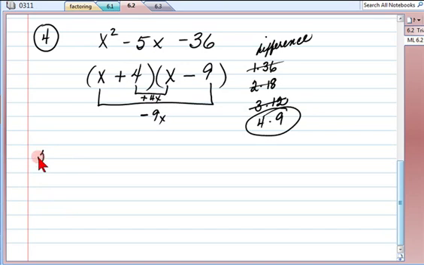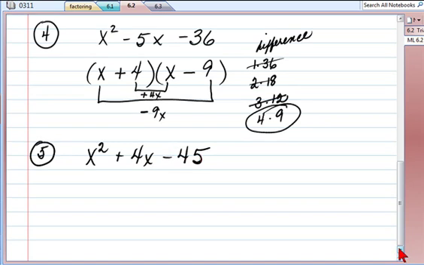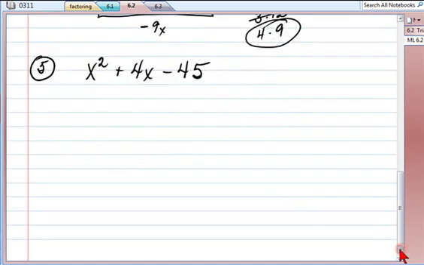Number 5. I would like you to do this one. Would you factor x squared plus 4x minus 45? And I will stay silent for just a minute. Okay, let's take a look at this together. Is there a common factor? No. It is a trinomial, so I begin with trial and error.